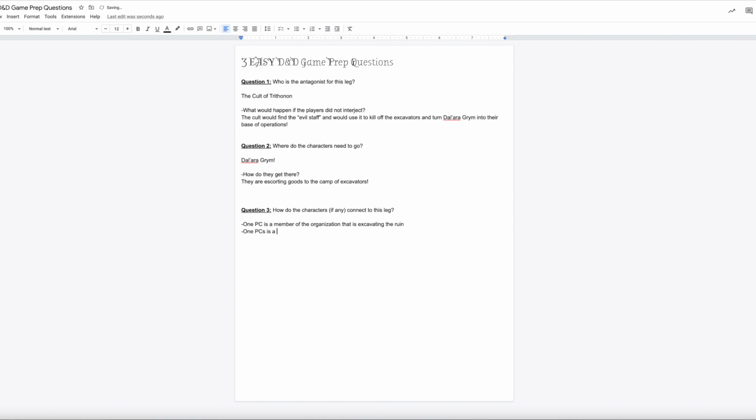Another one of my PCs is a fighter who has ancient ties to a fighting style that was used by the society that built this ruined castle originally.